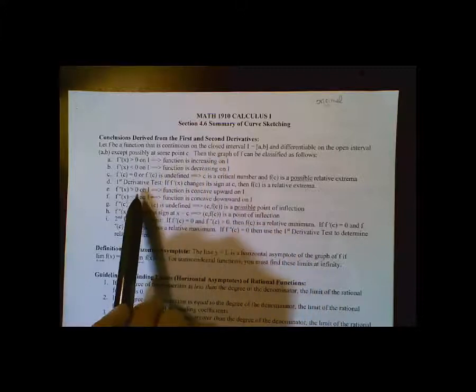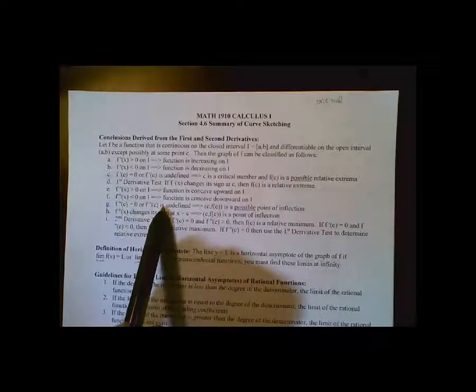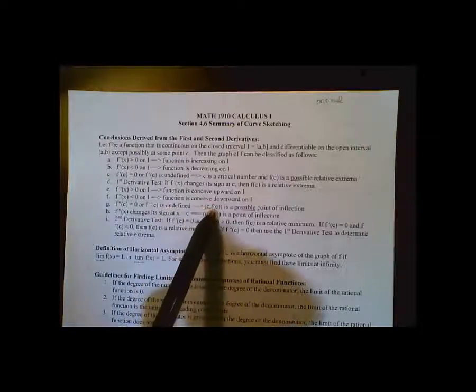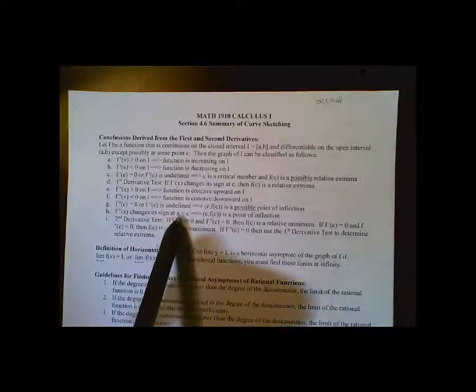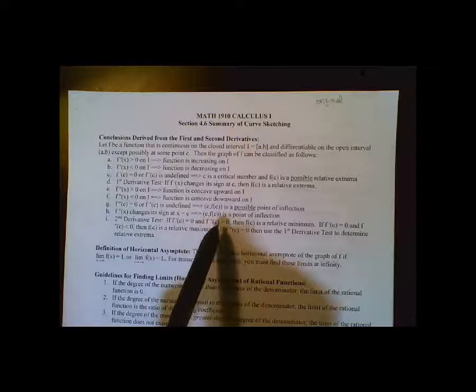Where the second derivative is positive, the function is concave up on the interval. Where the second derivative is negative, the function's concave down. And when the second derivative is 0 or undefined at c, then f of c is a possible point of inflection. Point of inflection is just where the concavity changes. If the second derivative changes its sign at c, then f of c is a point of inflection.